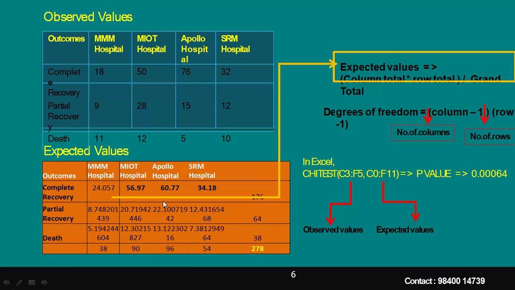Okay. And then this is your column total, right? Look here, this is your column total, column total, column total. This is your row total. So 38 into 176 or something, divided by 278. And you will get this one.